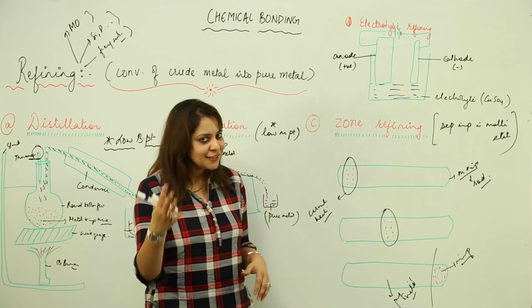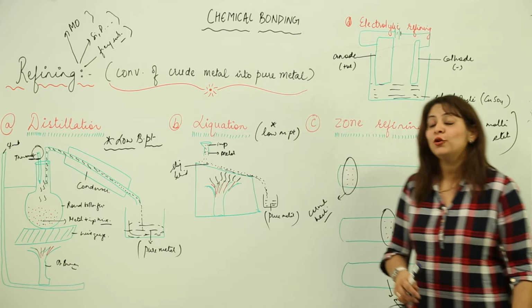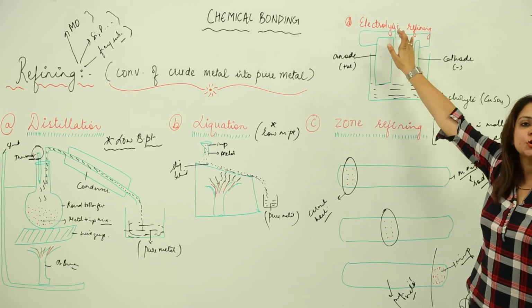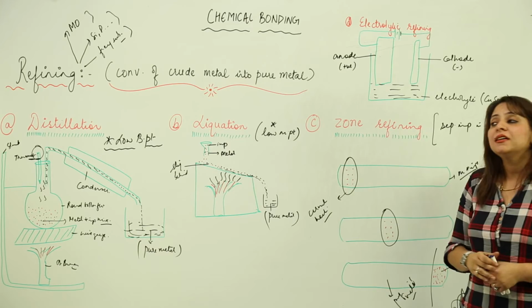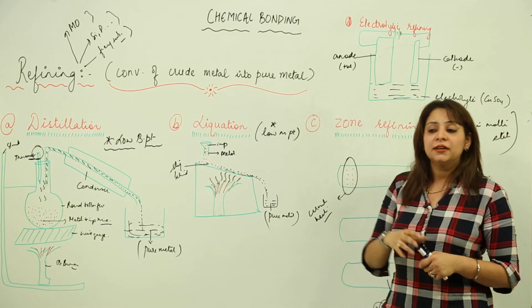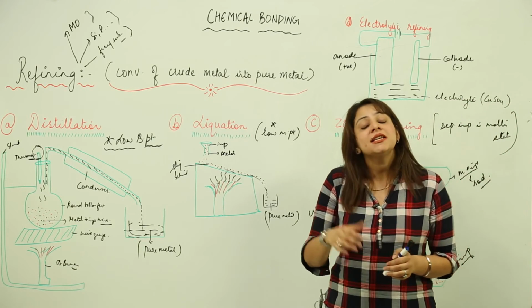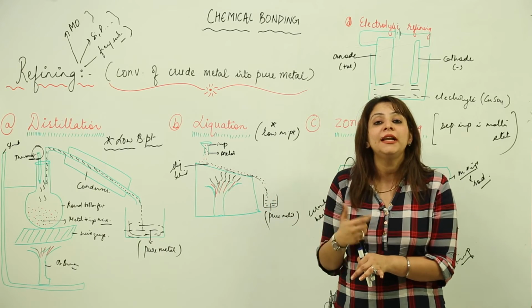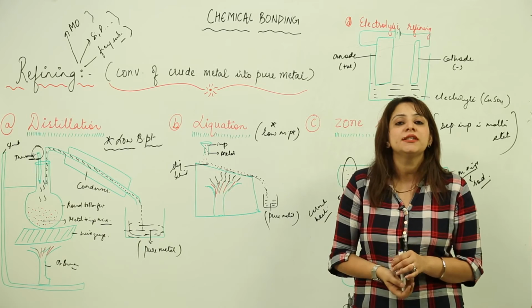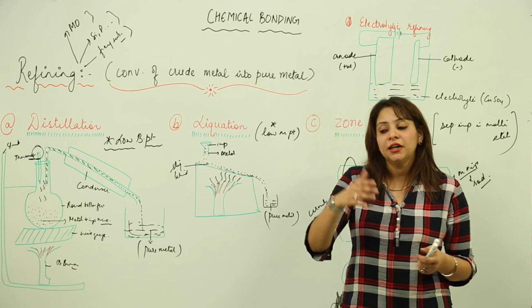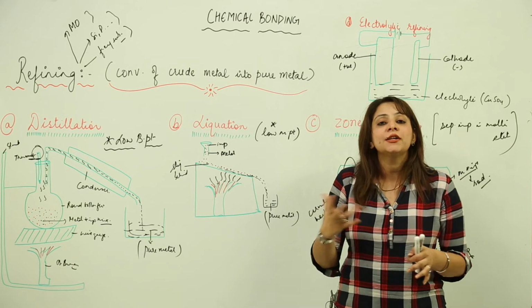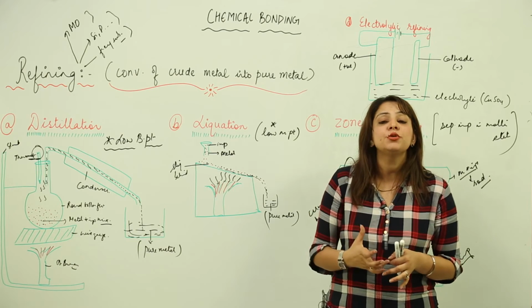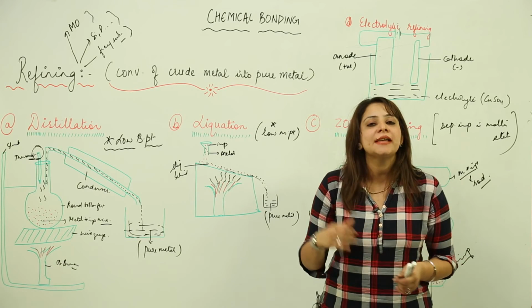Right. So we are left with another method, the fourth one, and what is that? It is electrolytic refining. You know that the basic principle behind electrolytic refining is the same as electrolytic reduction, because they both involve electrolysis. When you pass electric current, an electrolyte, a substance, has the ability to dissociate into ions. This is what is happening here.